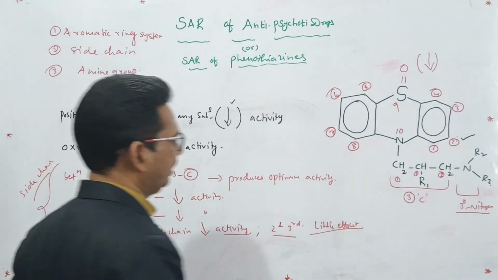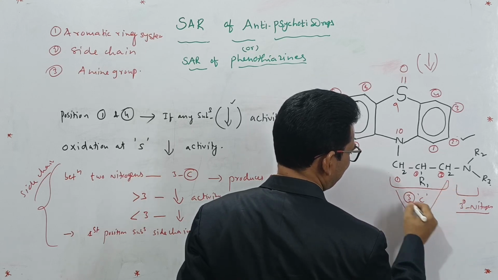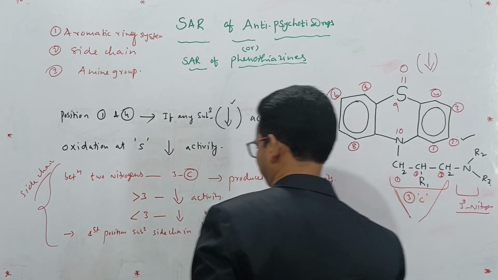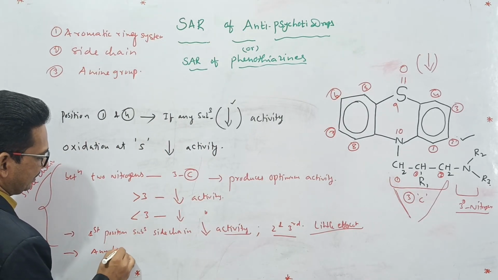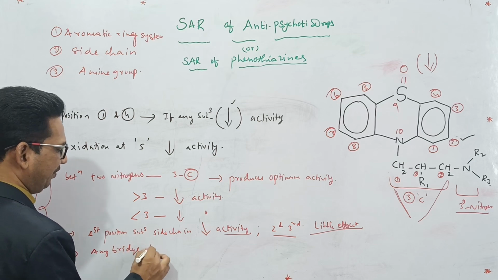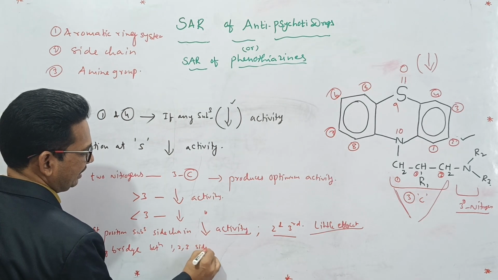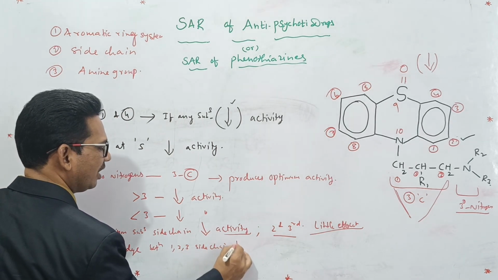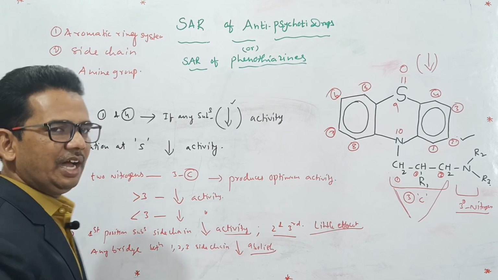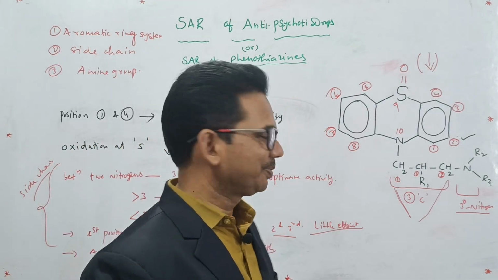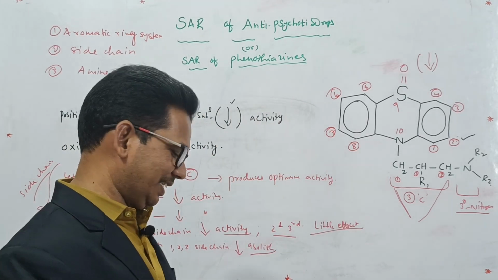And another thing is that if you introduce any bridge here between these 2 carbons, any bridge between 1, 2 and 3 of the side chain, it abolishes the activity, not only decreases, it completely abolishes the activity. Remember that. And this position, first position, if you introduce any oxygen, remember that point.